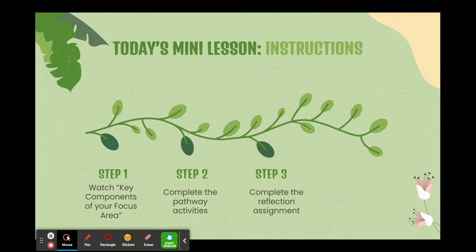Finally, these are the instructions for today's mini lesson. What you're going to be doing is watching a key components video that I have recorded for your specific focus area, just going over a couple of really key things that I need you to know for that focus area. And then you're going to be completing the pathway activities on the hub and a reflection assignment. So all of these things are going to be found on the hub in the area of the pathway of your chosen focus area.